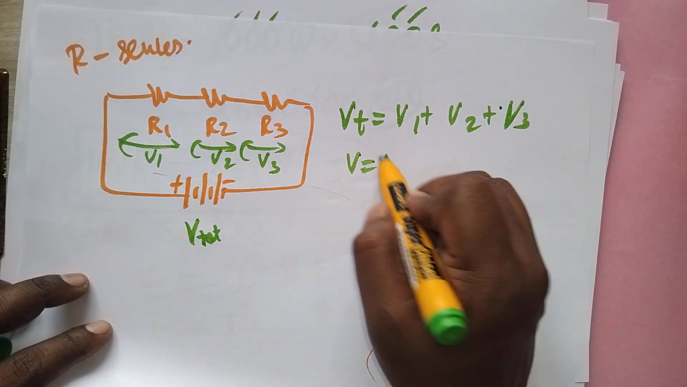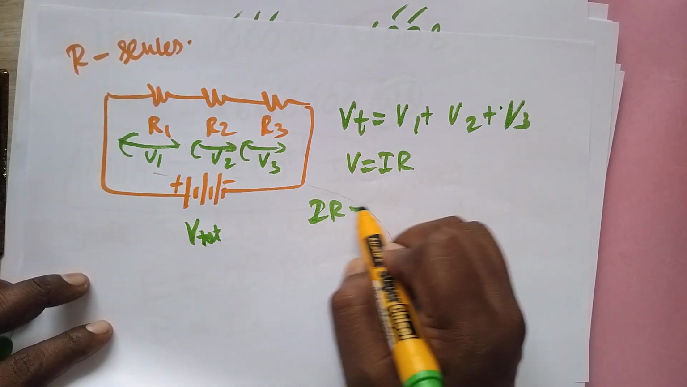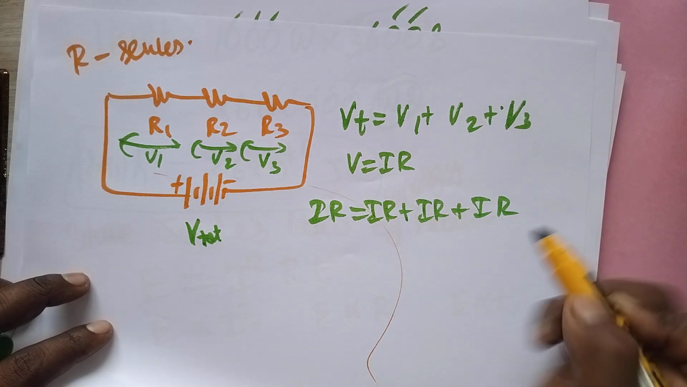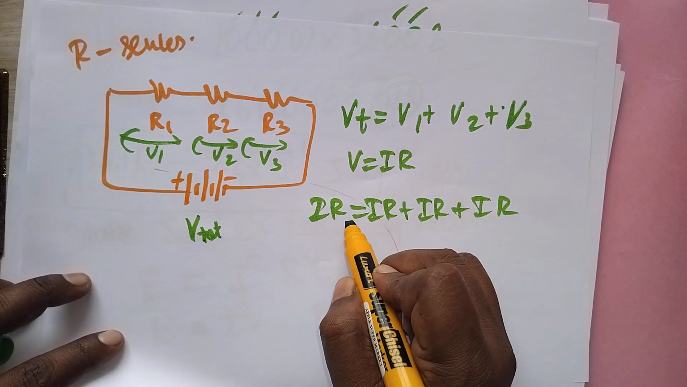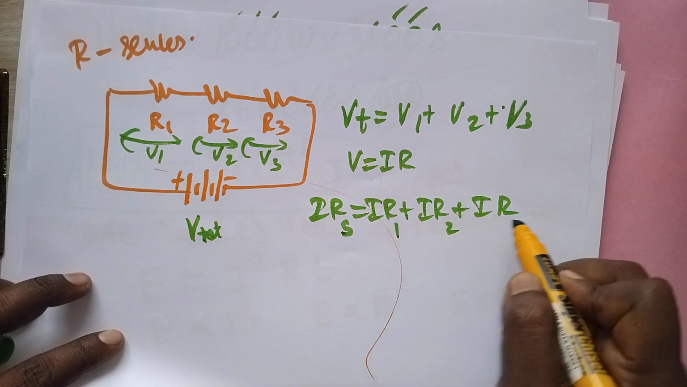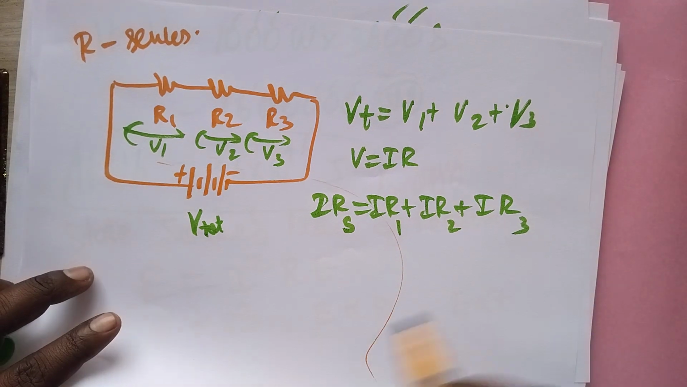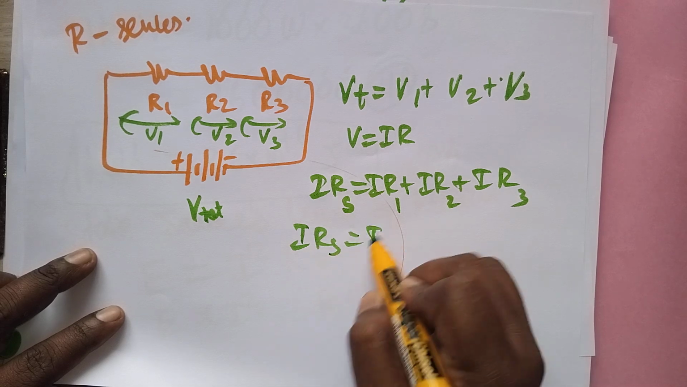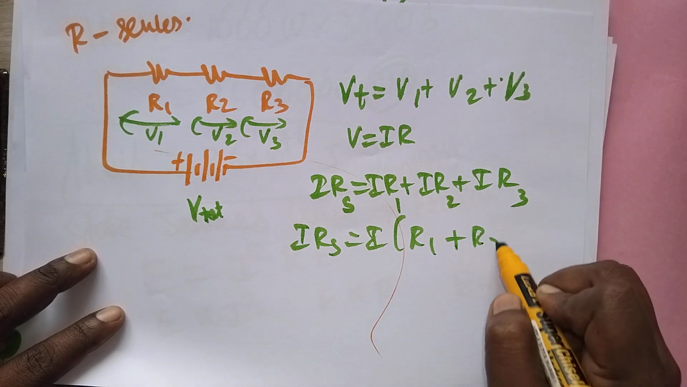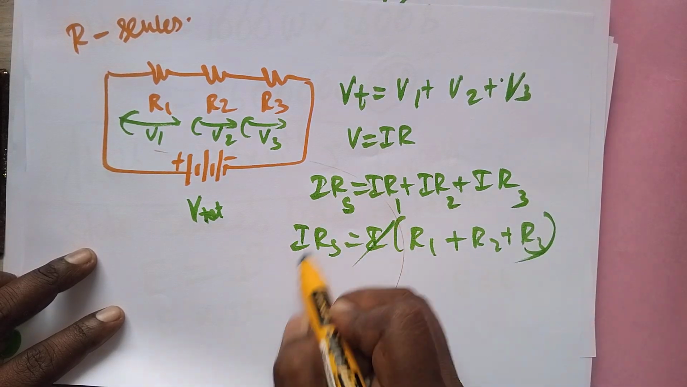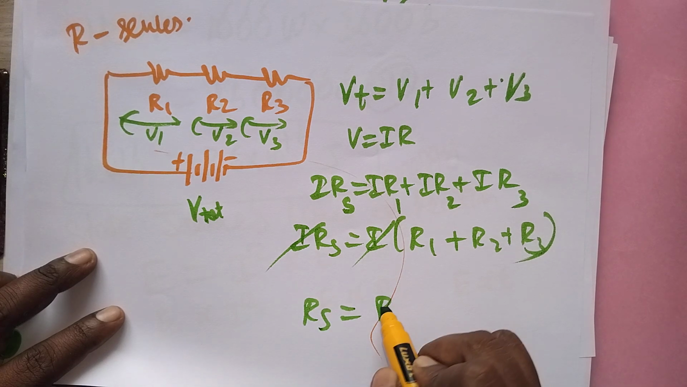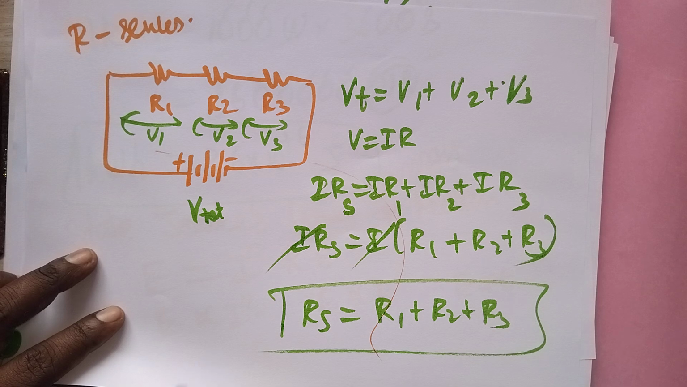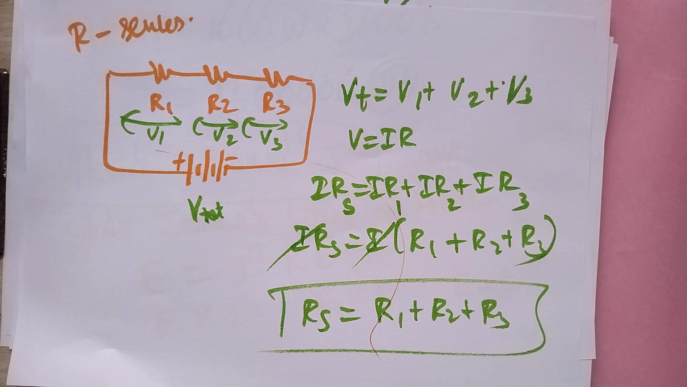According to Ohm's law, V is equal to IR. So I Rs is equal to IR1 plus IR2 plus IR3. Current is constant, so you can cancel the current. So I Rs is equal to I into R1 plus R2 plus R3. So Rs is equal to R1 plus R2 plus R3. This is resistance in series.